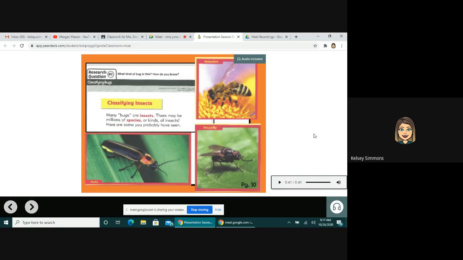Perfect. So Ms. Tucker just told us about the different kinds of insects that there are, and we talked about insects being a type of bug. So what do you notice about these insects? Do they have anything in common? So in common, that means things that are the same. So what do we notice that is the same about these animals? Well, let's look at our next page.